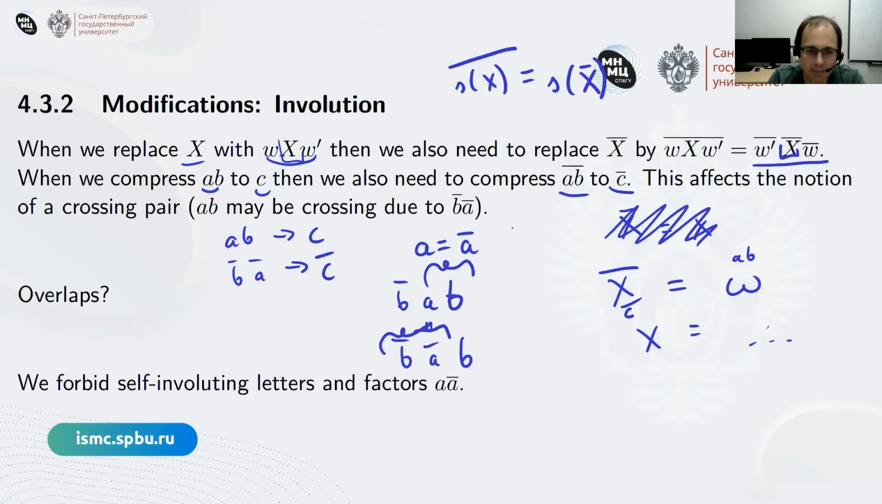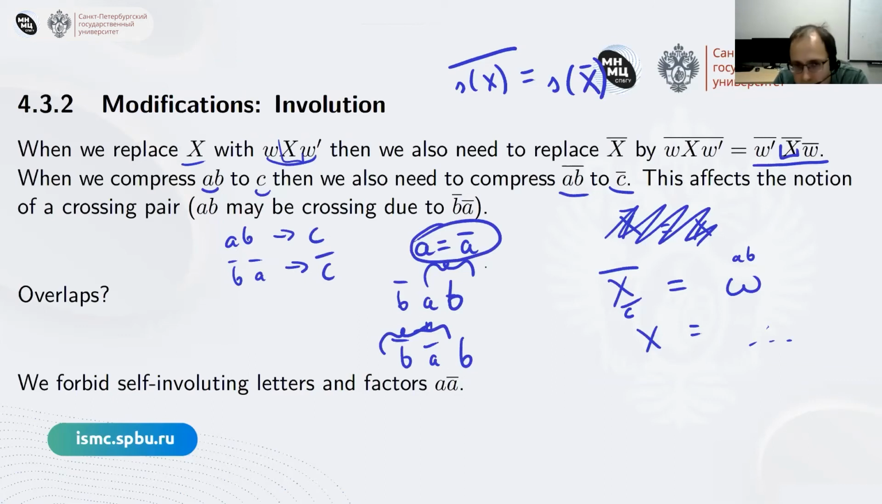And there are many different ways how we could deal with that, but the simplest one is to observe that this can happen only if there is a self-involuting letter. Okay, so a letter such that the involution on it is exactly the same letter, and this does not happen at the very beginning. Initially, since we start from a free group, involution is the same as inverse, so there is no letter which is involuted to itself.